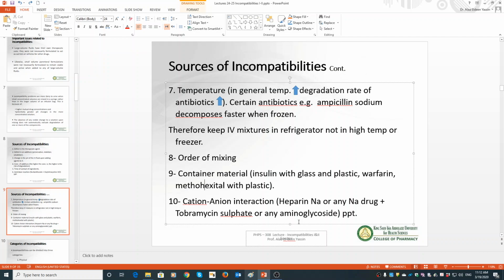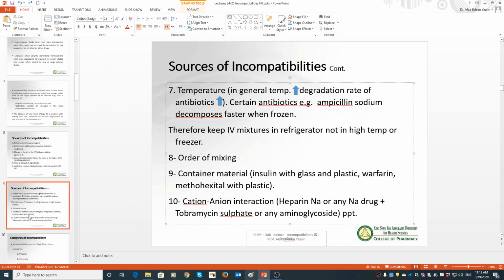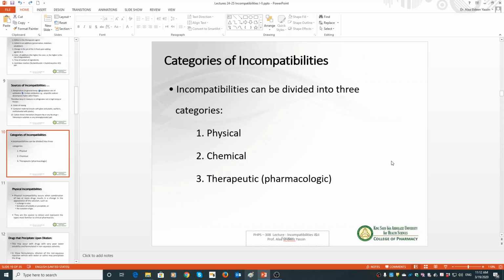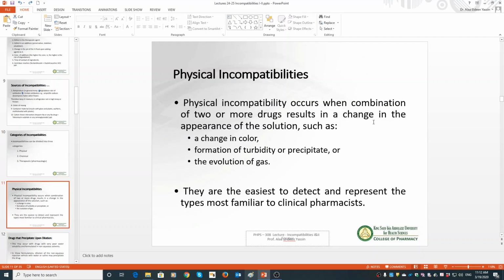You should pay attention to these sources and be aware of them to predict the potential of incompatibility. Also, the categories of incompatibility in general can be divided into three main categories: physical, chemical, and therapeutic, or pharmacological. Physical incompatibility and chemical incompatibility overlap, but we can differentiate between them by one issue.